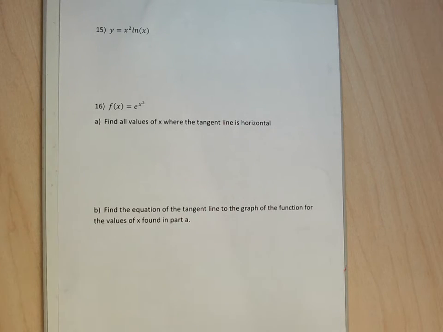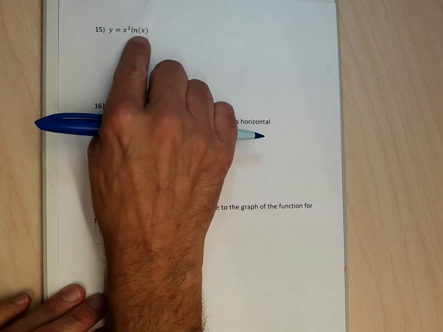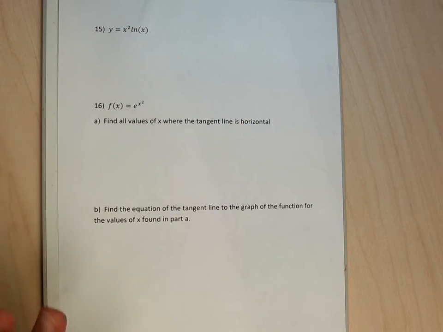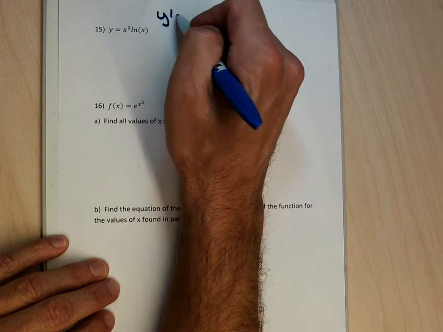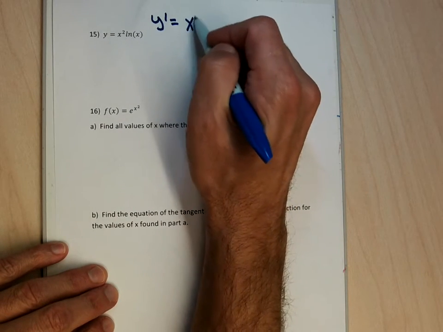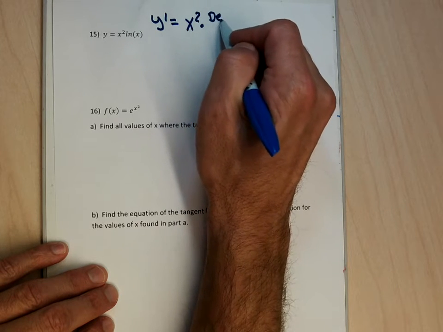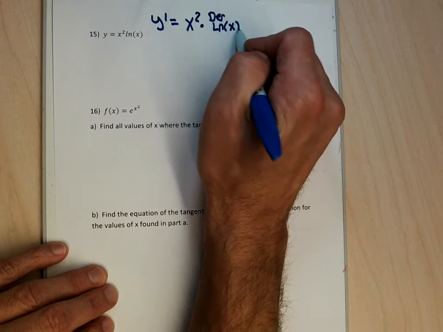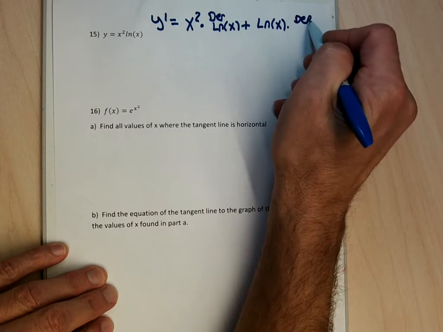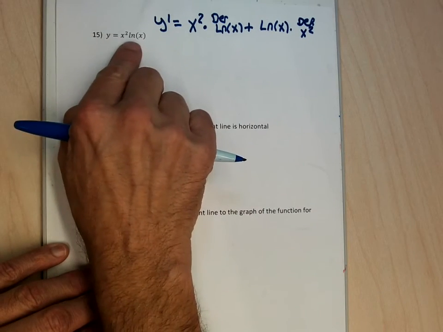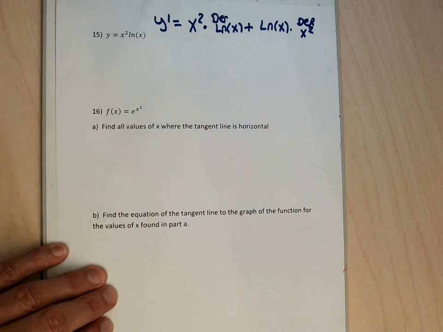15 is a multiplication problem. It's multiplying x squared times ln of x. It's a multiplication, and both factors have an x. When you're doing a derivative with multiplication, if both factors have a letter, you have to use the product rule. So in 15, I'm going to say y prime, and I'm going to do the product rule. It's going to be x squared times the derivative of ln of x plus ln of x times the derivative of x squared. The two pieces that are being multiplied get multiplied by the derivative of the opposite piece.